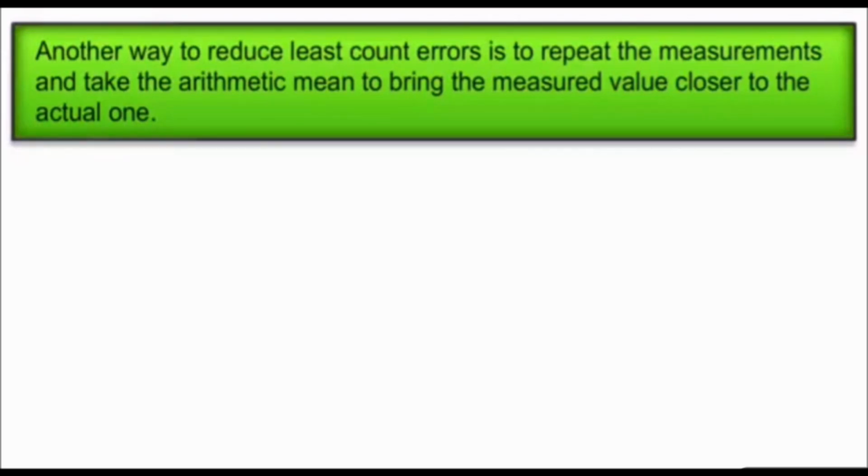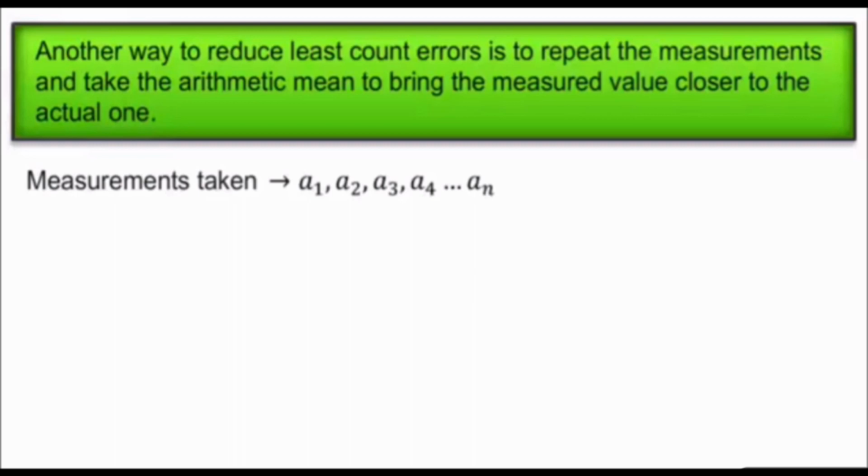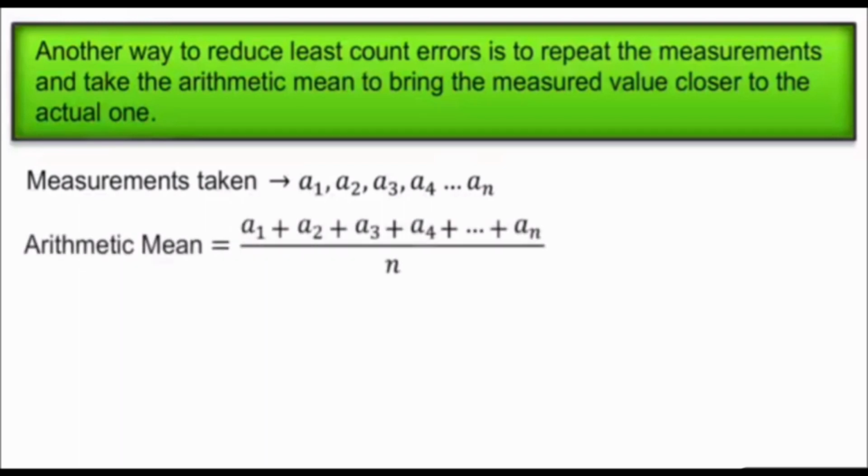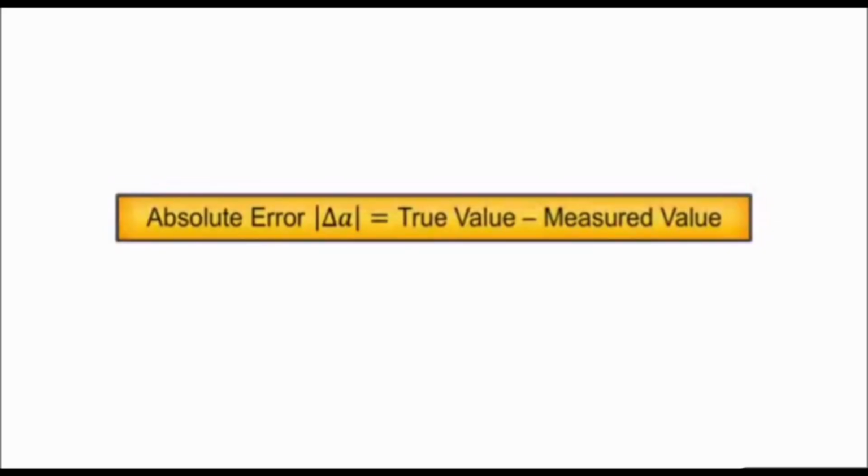Now, another way to reduce the least count error is to repeat the measurements and take the arithmetic mean to find the measured value closer to the actual one. We know that the systematic error cannot be neglected, so it can be rectified only by us, but random errors can be neglected by taking an arithmetic mean. What is the arithmetic mean? It is the summation of all the measured values divided by the number of times we have repeated the experiment. The formula for it is what? Summation of i equal to 1 to n, divided by n. That is the formula for taking a mean value of the measured values.